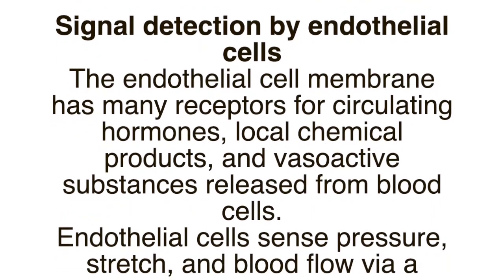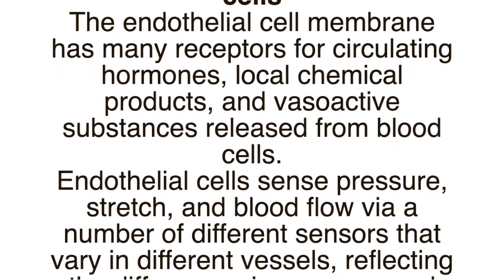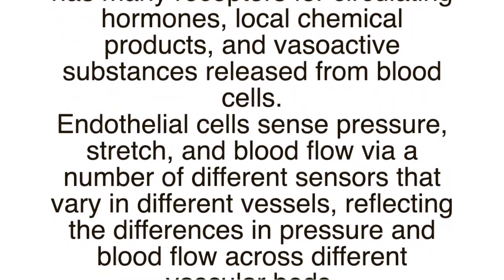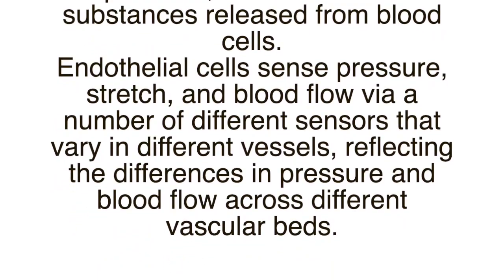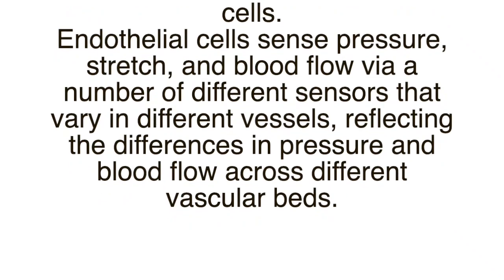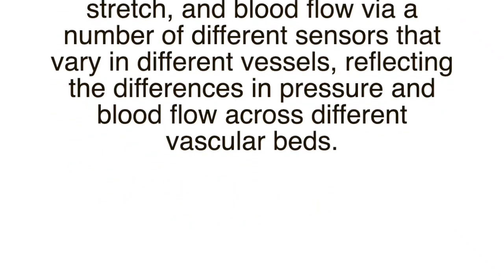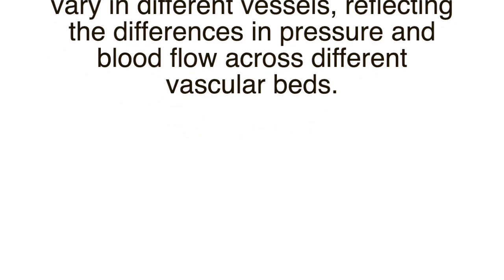Signal detection by endothelial cells. The endothelial cell membrane has many receptors for circulating hormones, local chemical products, and vasoactive substances released from blood cells. Endothelial cells sense pressure, stretch, and blood flow via a number of different sensors that vary in different vessels, reflecting the differences in pressure and blood flow across different vascular beds.